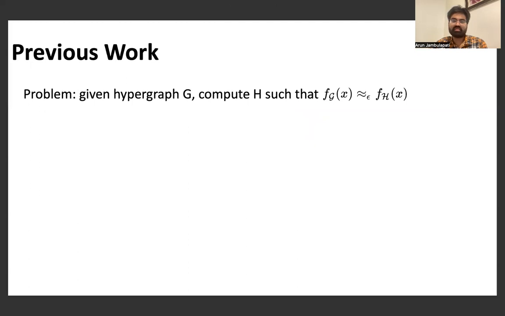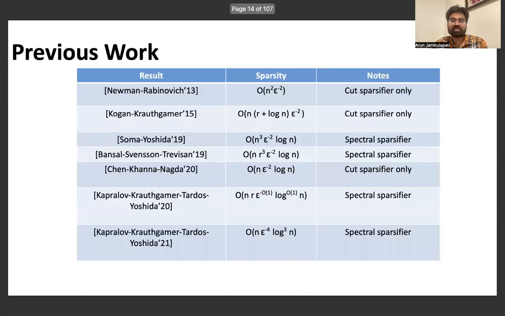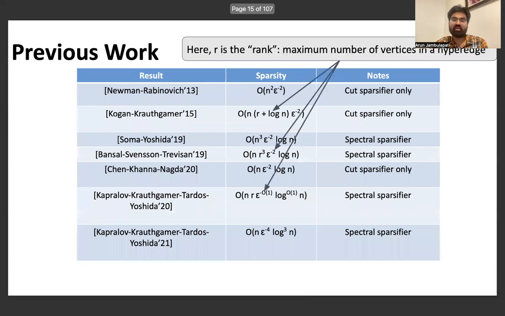So what's the previous work on this problem? Our goal, again, is to construct some subhypergraph H, which approximates the hypergraph energy for all test vectors. And the goal is to ensure that the sparsifier hypergraph has as few edges as possible. We want to minimize its sparsity. This problem has been studied quite extensively over the past decade, and we have a long line of results for both cut sparsification and spectral sparsification on hypergraphs, where the sparsity bounds depend on the number of vertices n, the desired error tolerance epsilon, and r, which is the rank of the hypergraph, the rank being the maximum number of vertices belonging to a hyperedge.